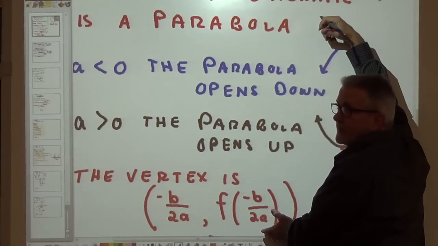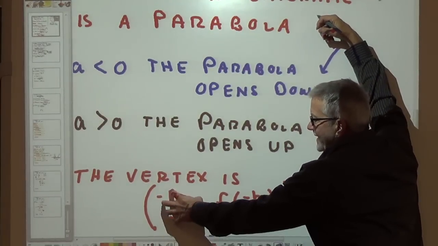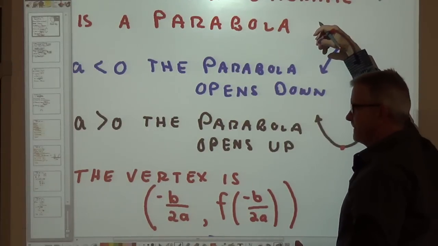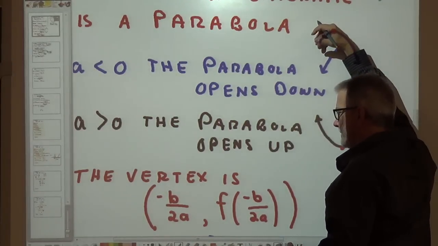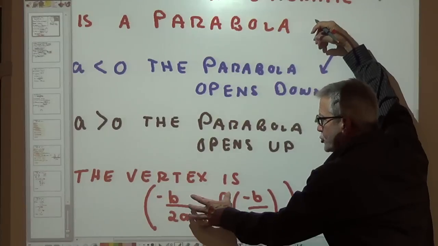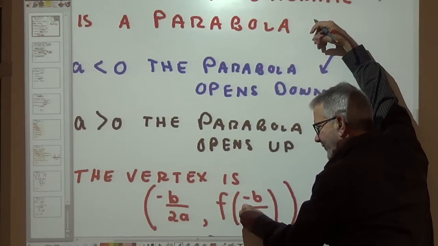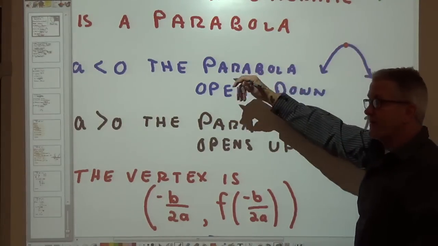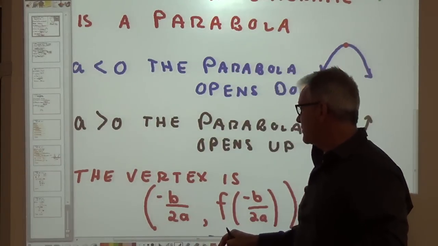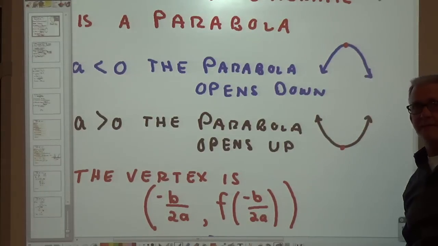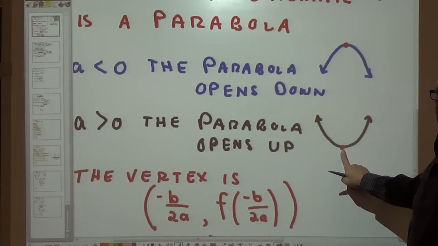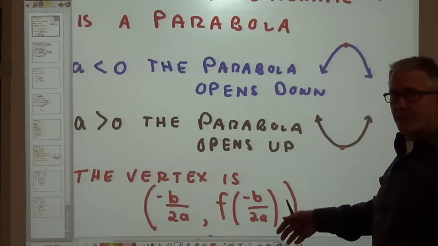This is the rule for the vertex. Negative b over 2a, that's the x coordinate of the vertex. Put that negative b over 2a into the function, and the output, that's the y coordinate of the vertex. So the vertex is always going to be negative b over 2a, f of negative b over 2a. That point right there.